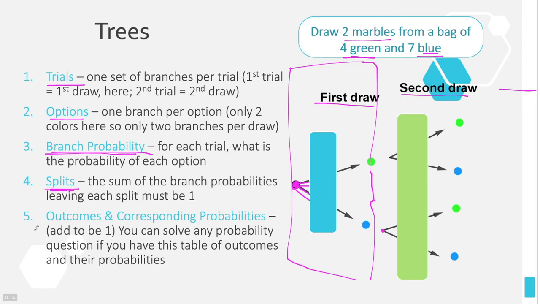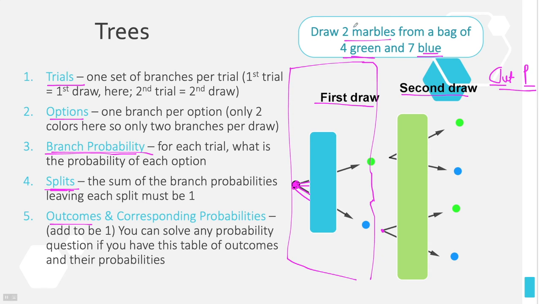And then, really, to complete the tree, after this we want a column for our outcomes. I'm just going to abbreviate that as "out". And we want a column for the corresponding probabilities. So we'd have a column for the outcomes and a column for the corresponding probabilities. I'm kind of running out of room here, but I'll do a little bit of an abbreviated part.